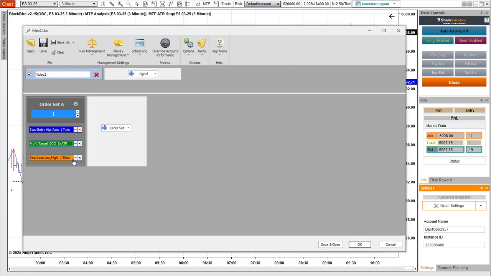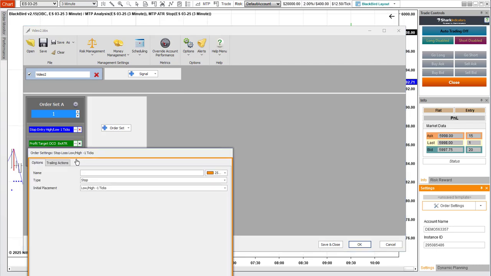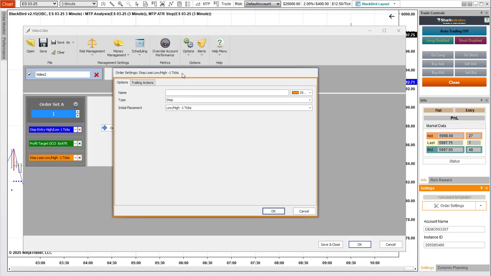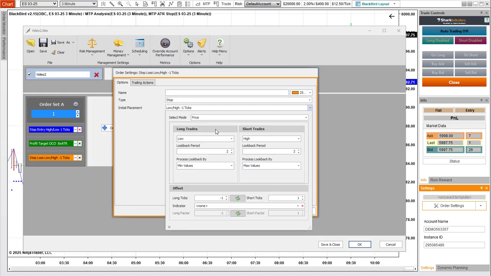Let's have a look at the stop loss. This is the last thing I want to look at, and it's probably the most important one. I'm not going to go into the trailing actions in this particular video because that's quite complicated. I just want to go through the initial entry. So again, we have a stop order, but this is the bit that was slightly different compared to the entry order, in that for long trades, because we want our stop below the low, we want to offset it by -1 tick. For short trades, we want it above the high, and we want to offset it by 1 tick.